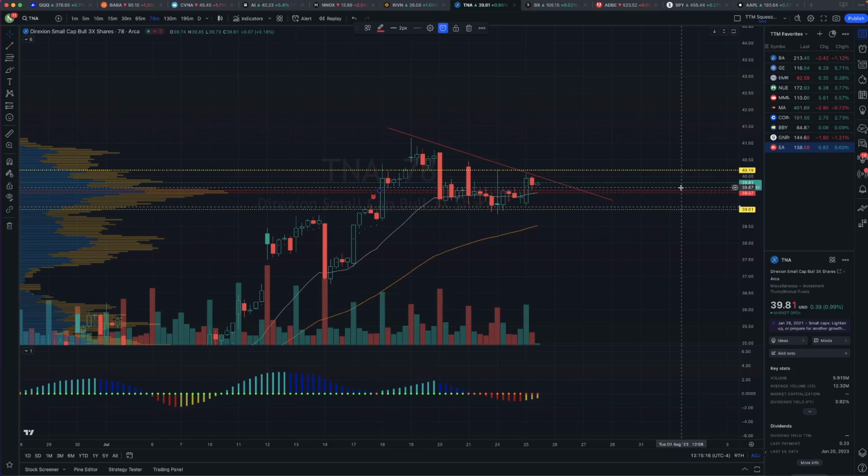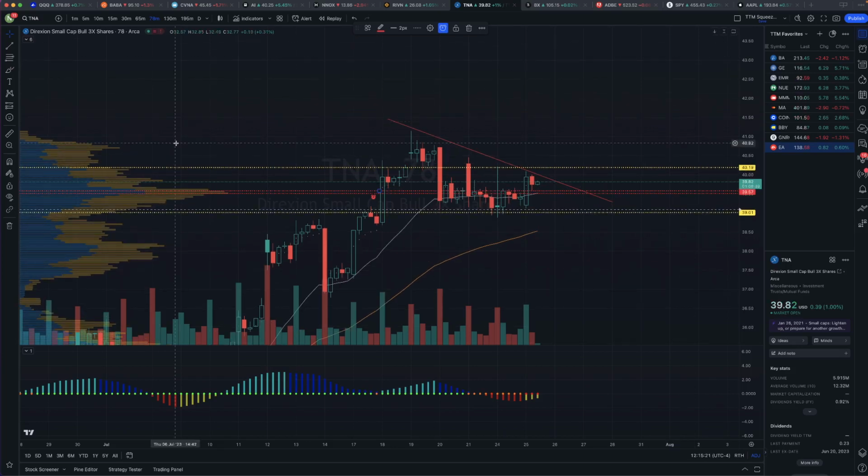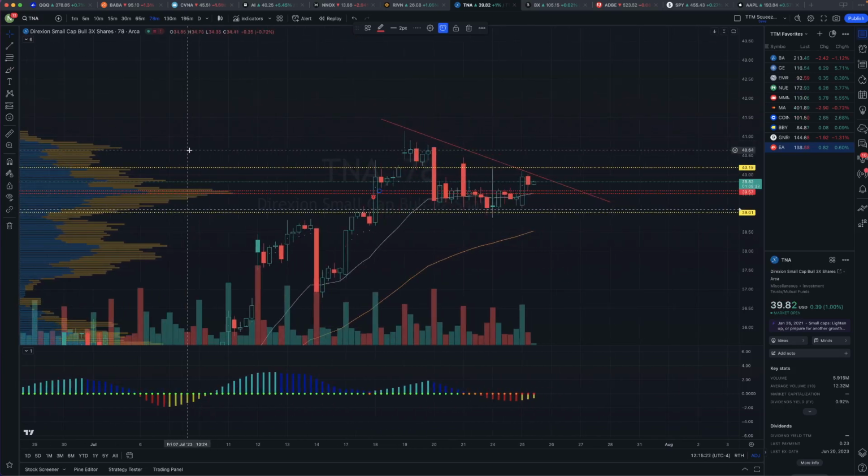Rock and Rob, first time seeing TNA. Can this be a buy and hold stock versus options? It can be whatever you want.